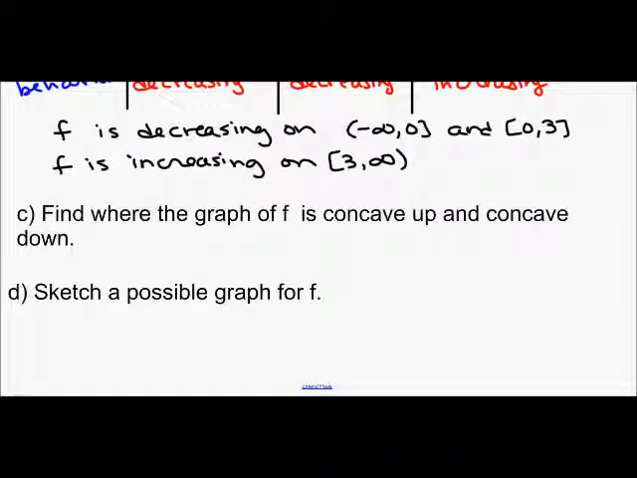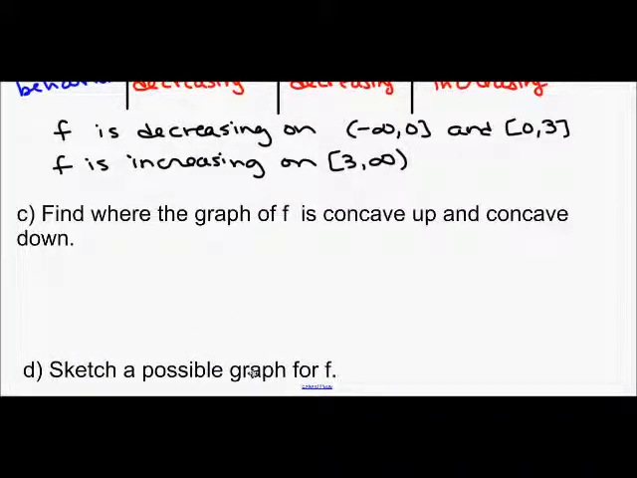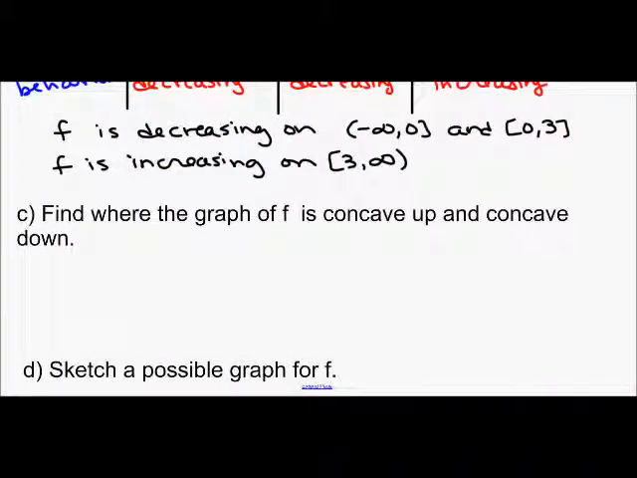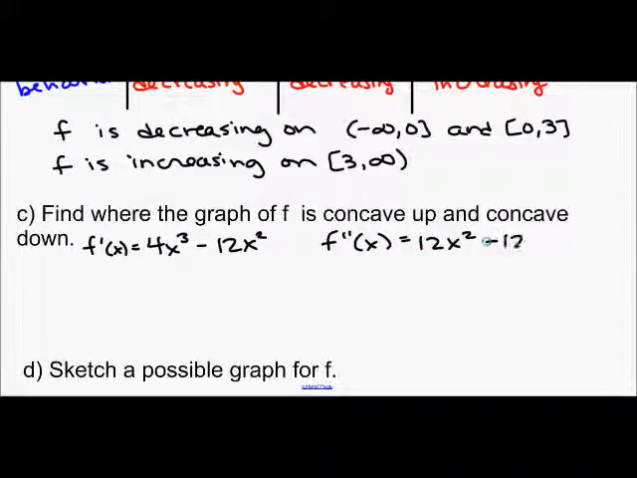Part C, find where the graph of f is concave up and concave down. Well, for this, I need my second derivative. So 4x cubed minus 12x squared is f prime. So f double prime is 12x squared minus 12x, or 12x times x minus 1. Okay.